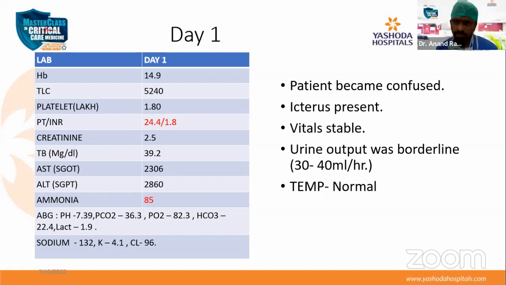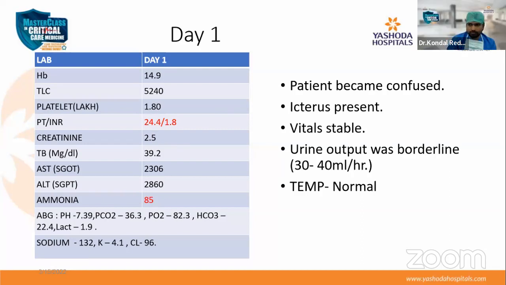You know the probable diagnosis: acute liver failure. He has got AKI, acute kidney injury, right? And he's in encephalopathy. He's got decreased urine output. So what will you do?